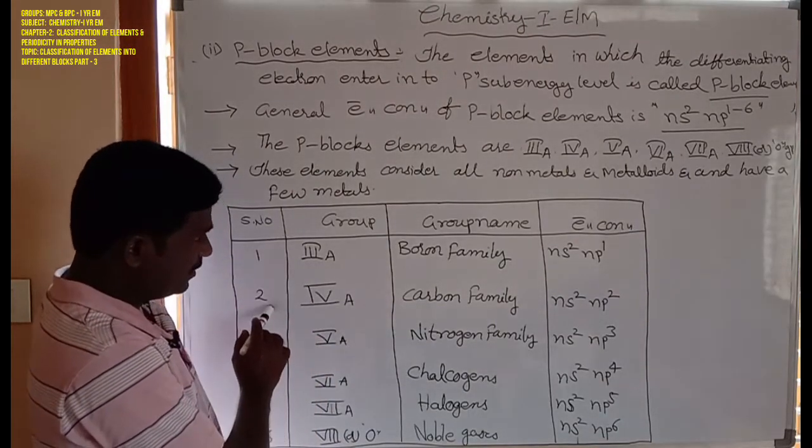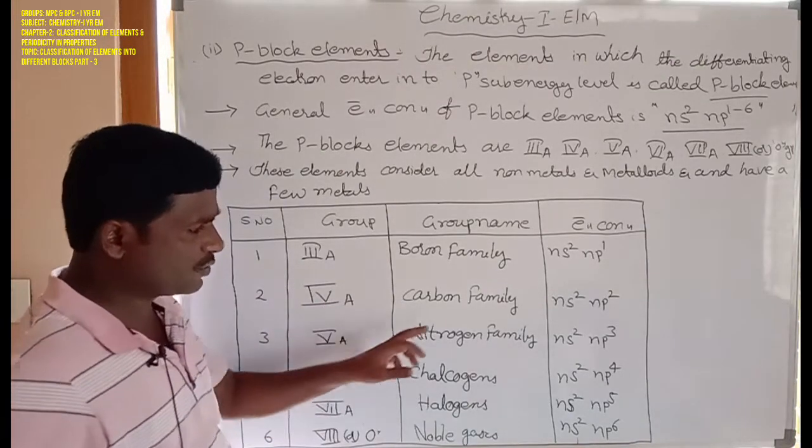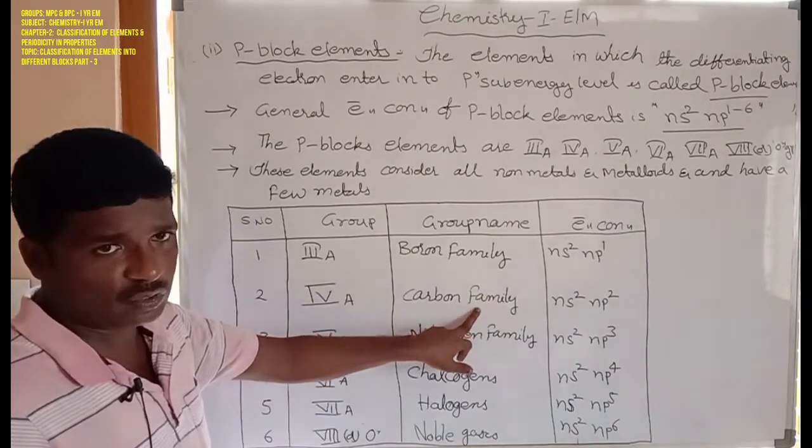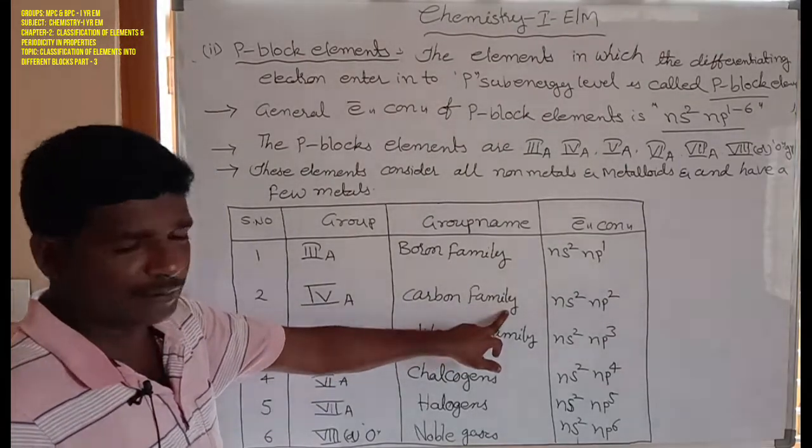Serial number two, the fourth A group elements. The Roman numeral is fourth A. The fourth A group elements are also called the carbon family. Which group is the fourth A group? The carbon family.